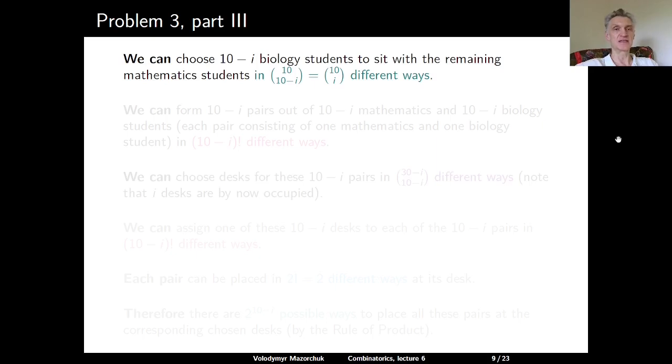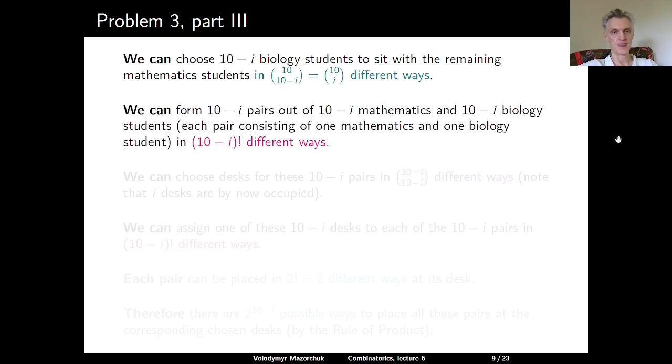Next, we can choose 10 minus i biology students to sit with the remaining 10 minus i mathematics students in 10 choose 10 minus i different ways. Note that this is the same as 10 choose i different ways. So here we use the condition that mathematics students cannot sit with physics students, so it's only biology students which we are choosing here. Now we have 10 minus i mathematics students and 10 minus i biology students, and we need to pair them, one mathematics student and one biology student.